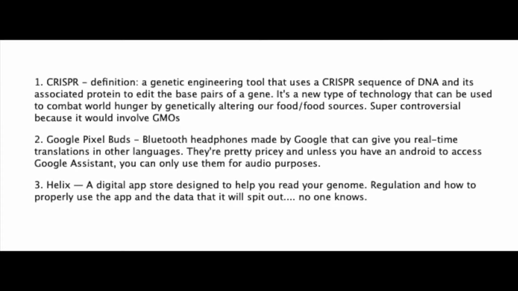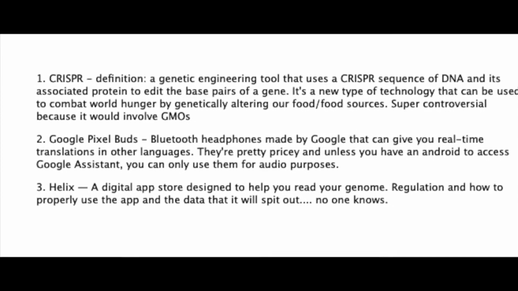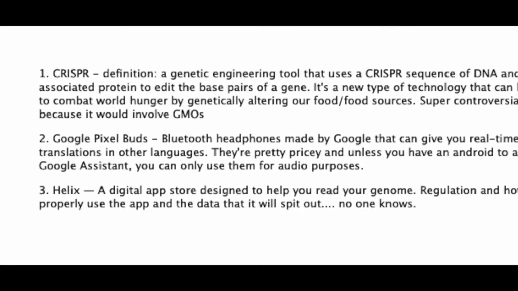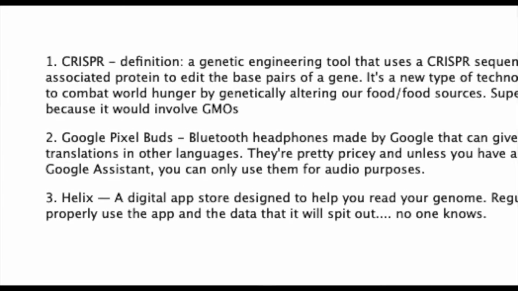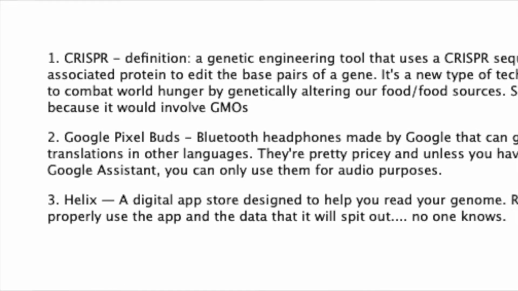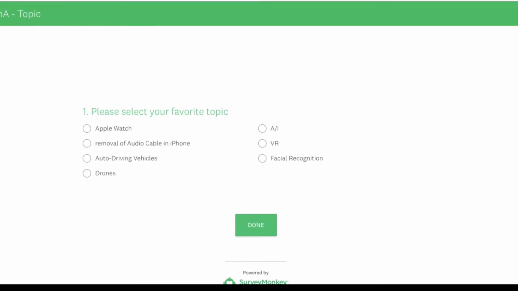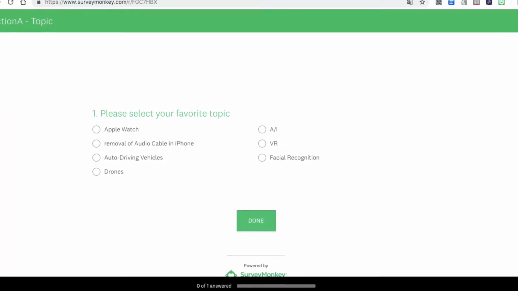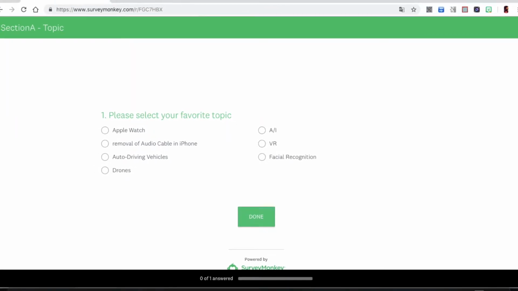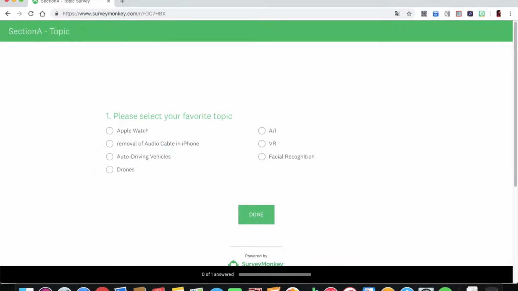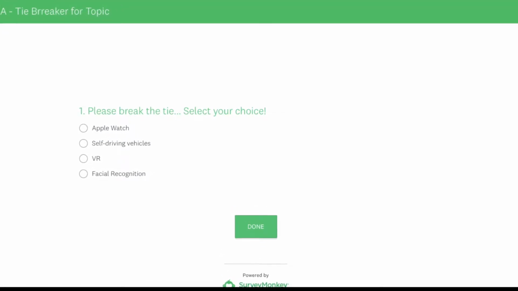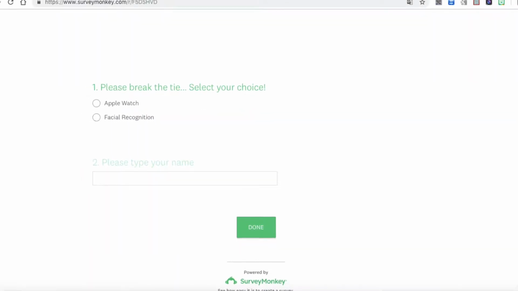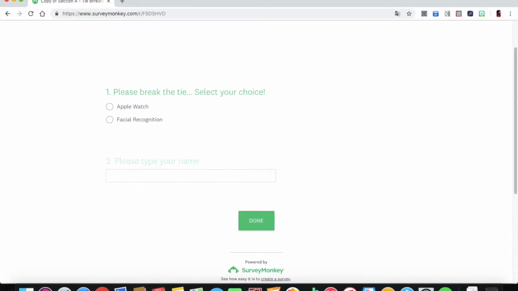As a way to brainstorm ideas for our survey, each person had to come up with 3 topics relating to technology. From there, all options were set in class, and then we began to narrow down our choices. They were Apple Watch, removal of the audio cable in iPhone, auto-driving vehicles, drones, AI, VR, and facial recognition. It took 3 surveys to finally choose a topic that we wanted to focus on for our survey. That is how we ended up with the topic of facial recognition.